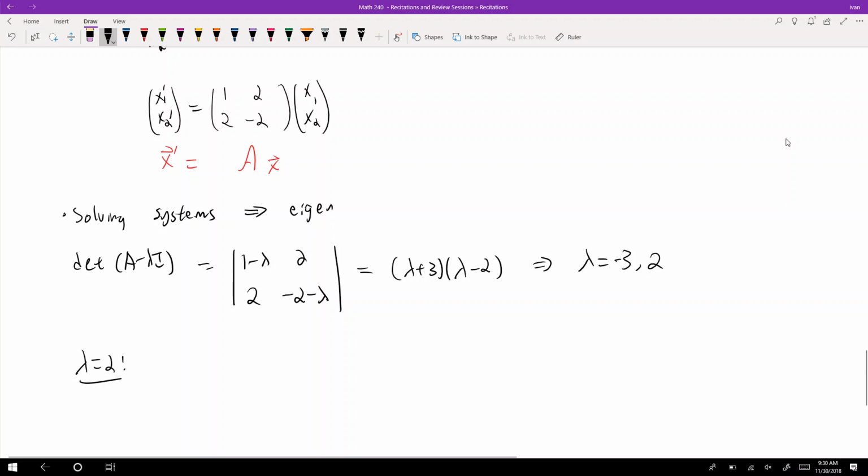A minus 2I looks like the following: negative 1, 2, 2, negative 4. Now we need to recover an eigenvector. So let's go back to our eyeballing basics. What's an eigenvector? Yeah, 2, 1.